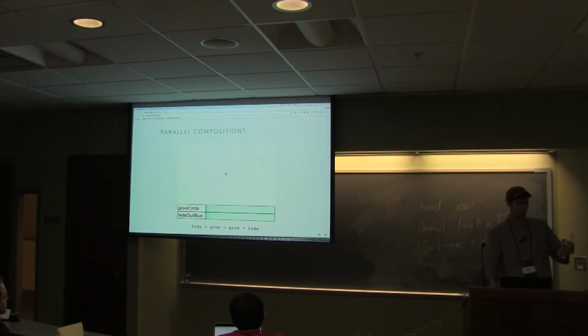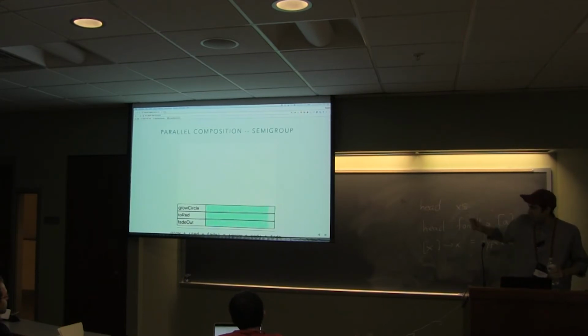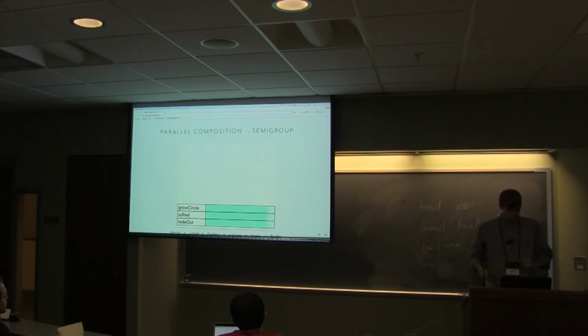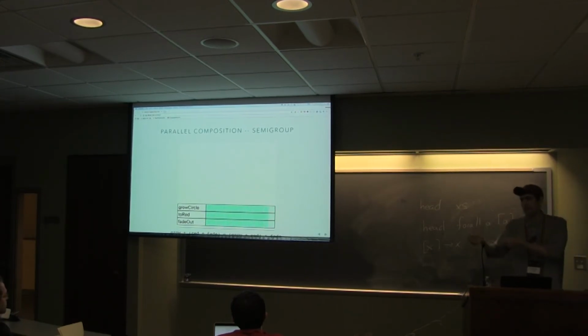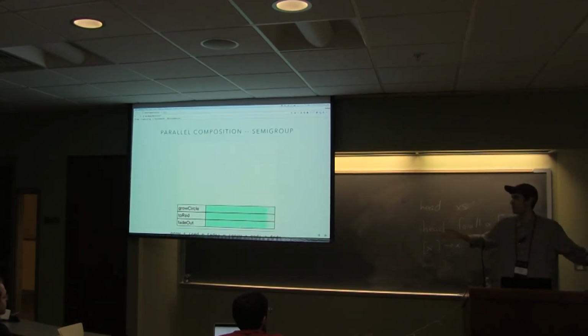And now we say, OK, is it also a monoid? Is it also associative? Is it also a semigroup? It's cut off, but hopefully you can see. If we grow and turn red and fade at the same time, it doesn't matter if we parenthesize the first two or the second two. We're doing them all at the same time in the end. So the resulting animation should look the same.